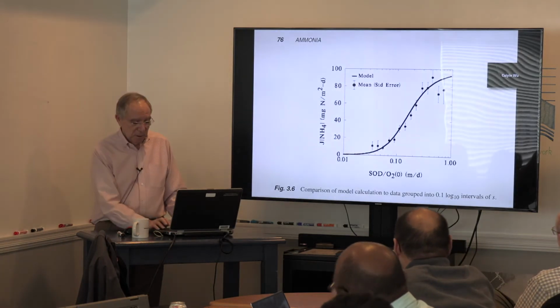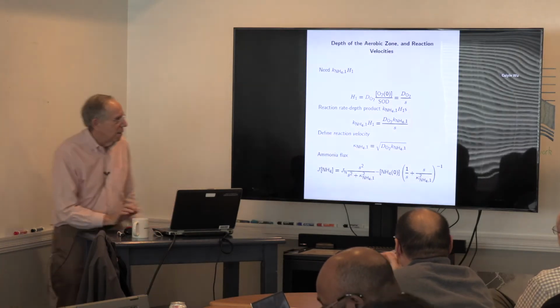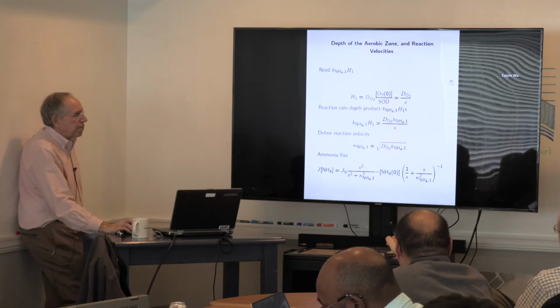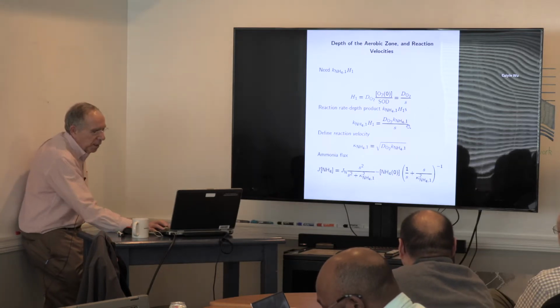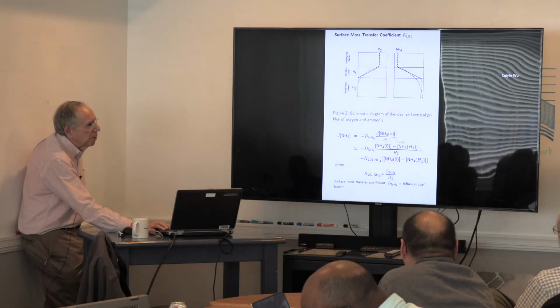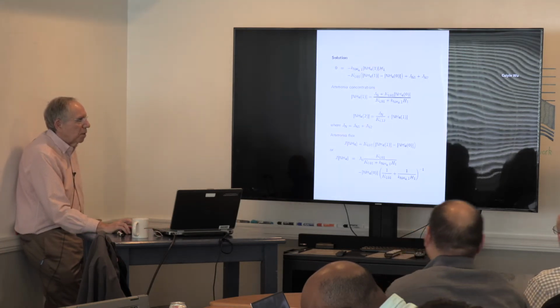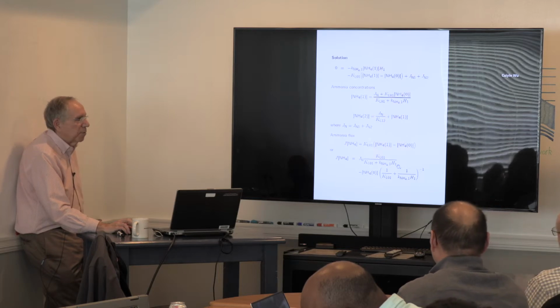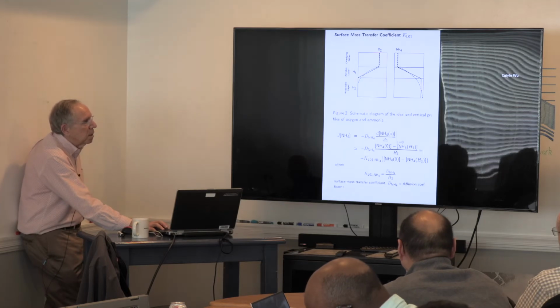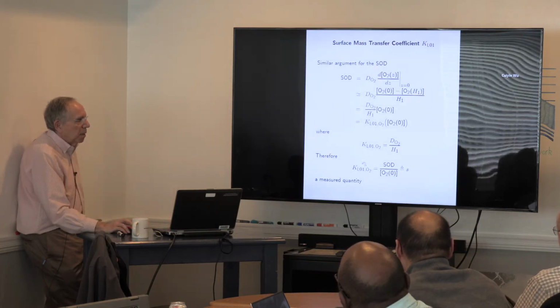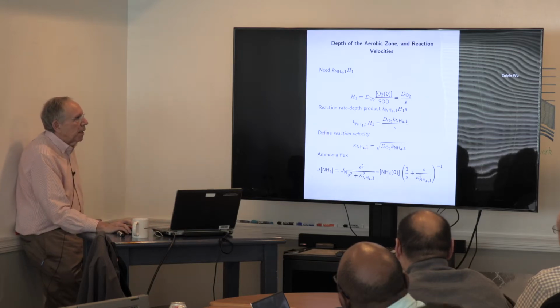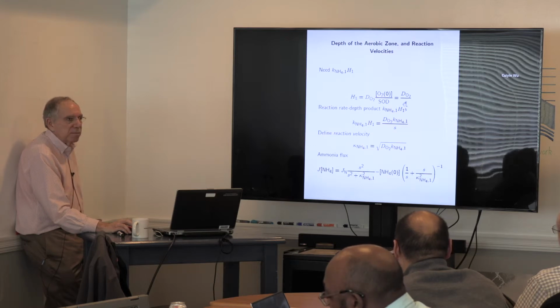Tom? Yeah. Could you go back one slide? Sure. Could you explain a bit more about the reaction velocity? If you think about it, what do I need? I need the first order reaction rate, and I need the depth of the aerobic layer, right? The mass transfer coefficient, in meters per day, is the SOD divided by the overlying water oxygen. That's clear, right? I need H1.